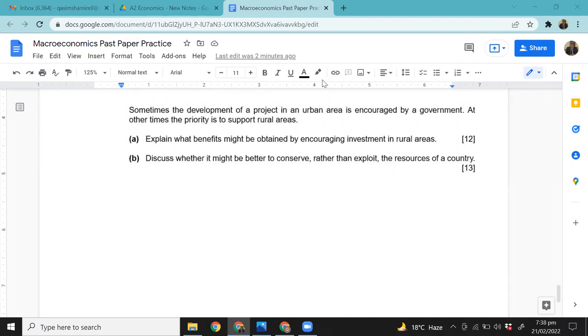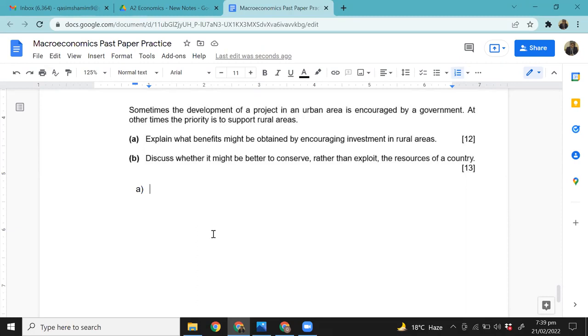Now students, think about this. The A part of the question says, explain what benefits might be obtained by encouraging investment in rural areas. So what we already know, urban areas are cities where you have access to sanitation facilities, clean drinking water, proper housing facilities. Law and security oftentimes is more available in urban areas. You have good education, healthcare centers, hospitals, roads, infrastructure, and all these things, right? Internet access and so on.